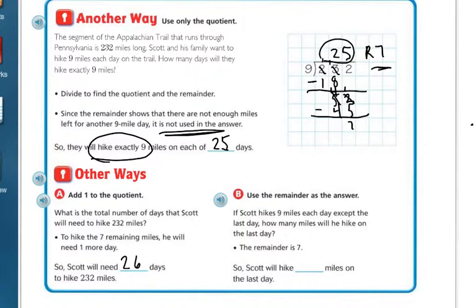This is the one thing that my class last year had a really hard time doing. I mean, it is hard because you do have to read the question. You really have to think about what they're asking you. So let's read part B. Part B says, use the remainder as the answer.